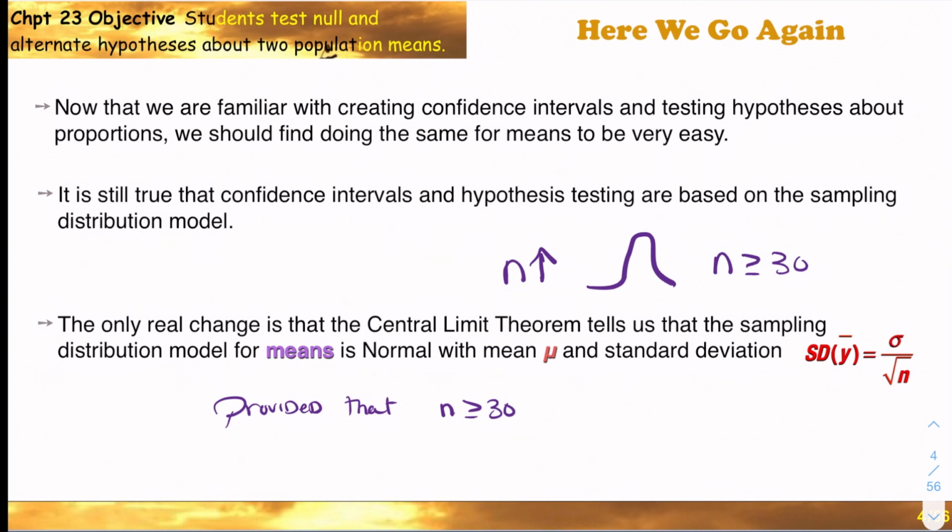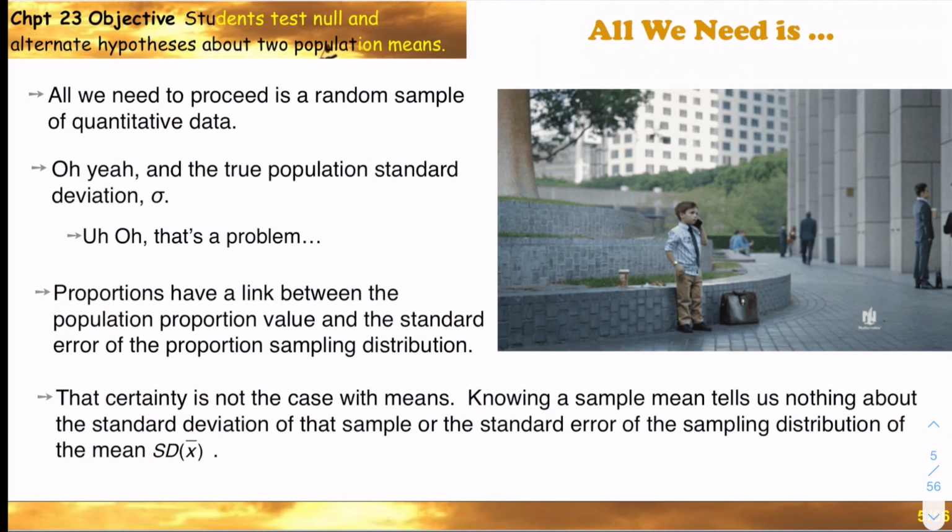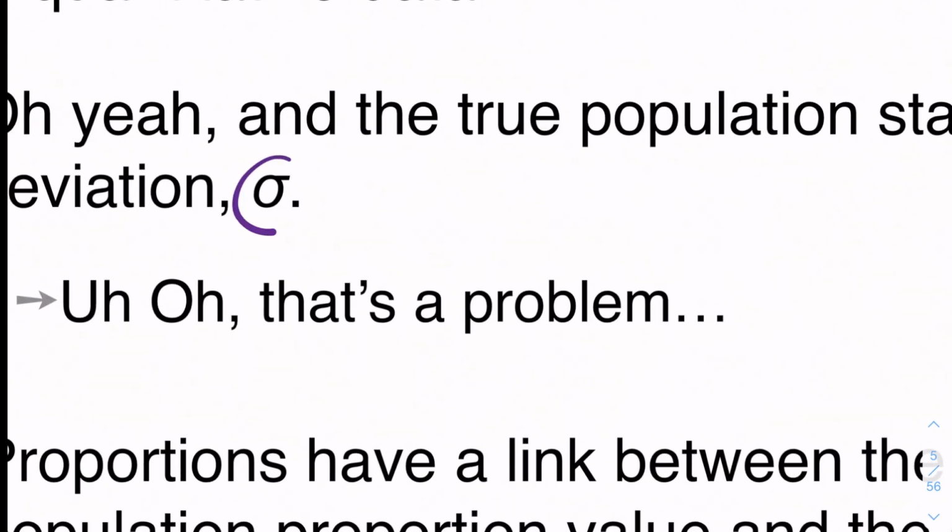So the only real change is that the central limit theorem tells us the sampling distribution for sample means is normal with a mean of mu. Remember, our symbol is mu. And our standard deviation for our variable y bar is equal to sigma over the square root of n. That should look pretty familiar. So all we need to do to proceed is a random sample of quantitative data. Oh yeah, and the true population standard deviation, sigma. That sigma part is going to be a problem.